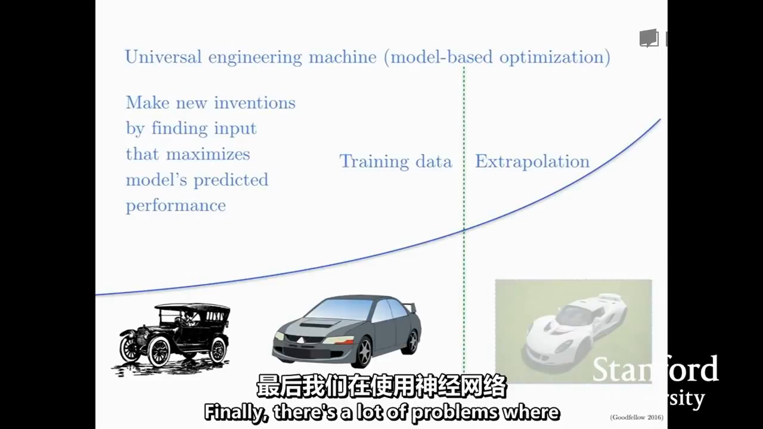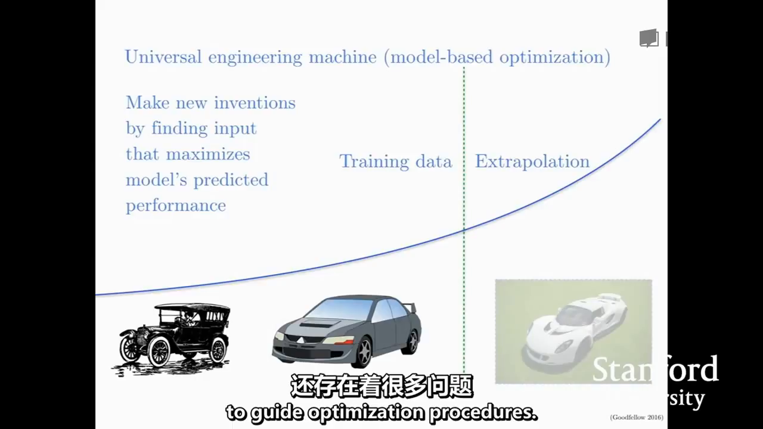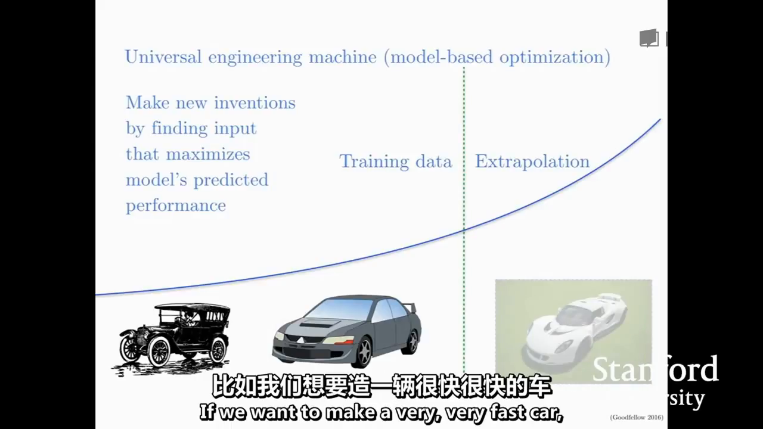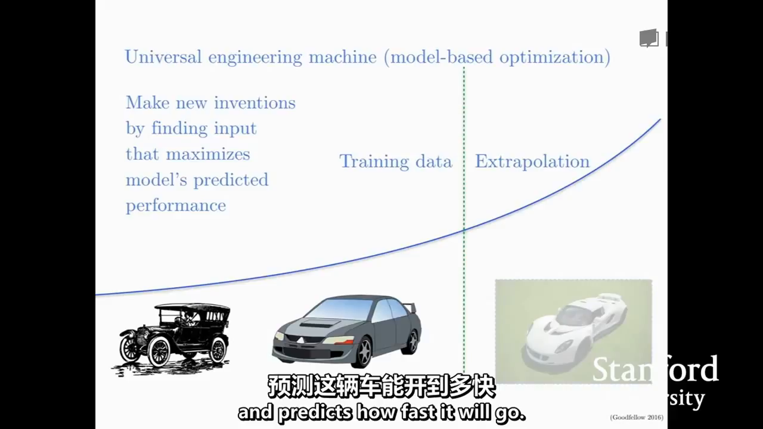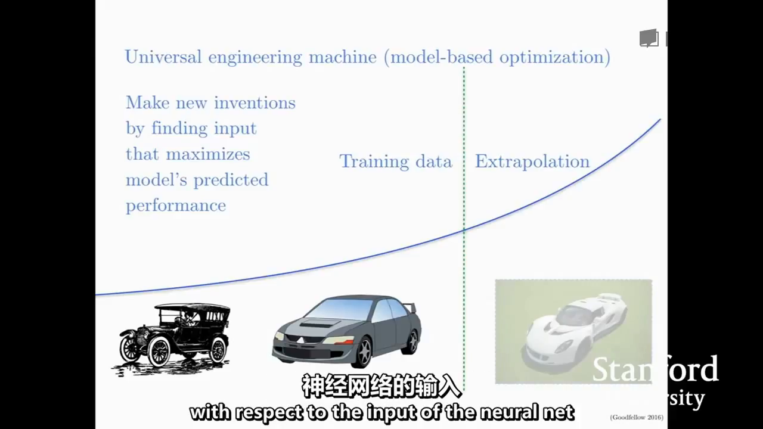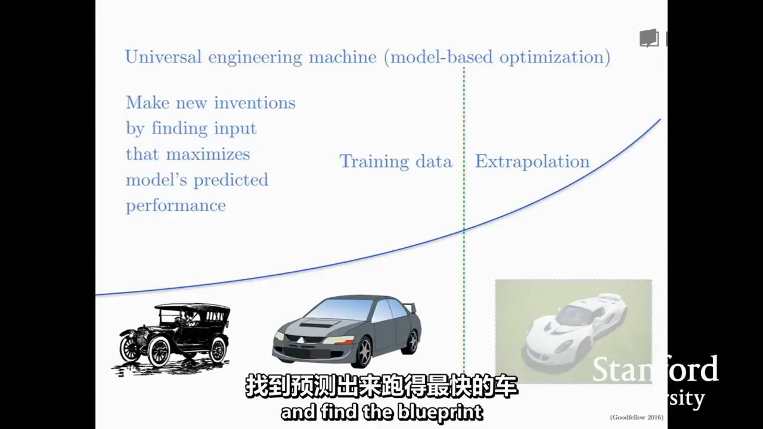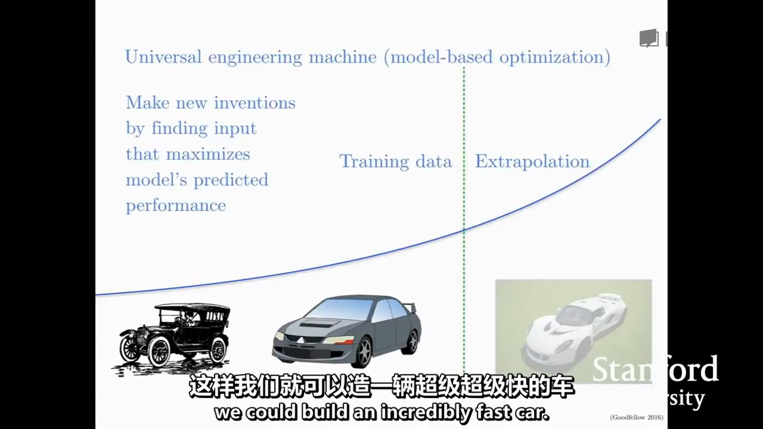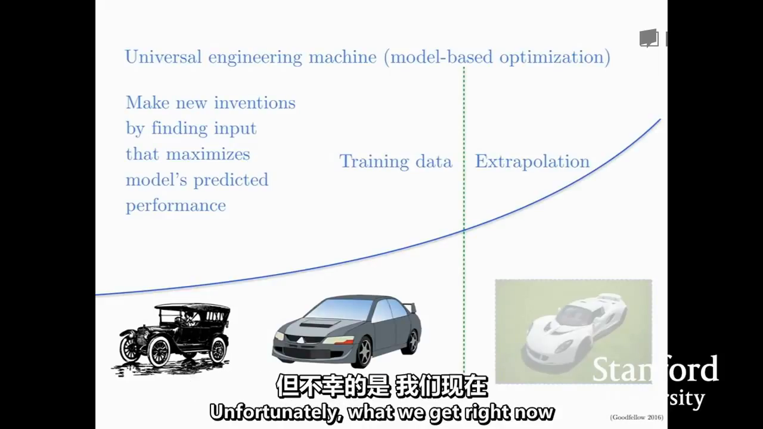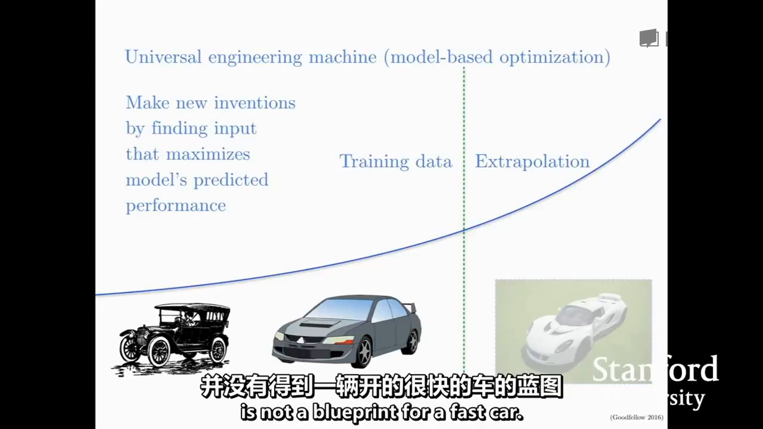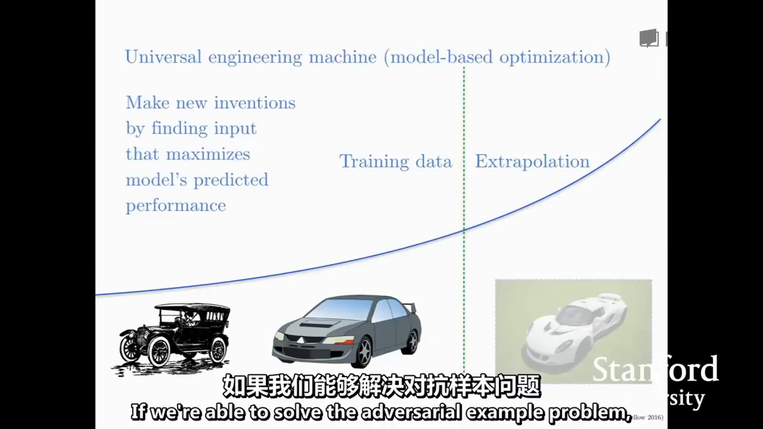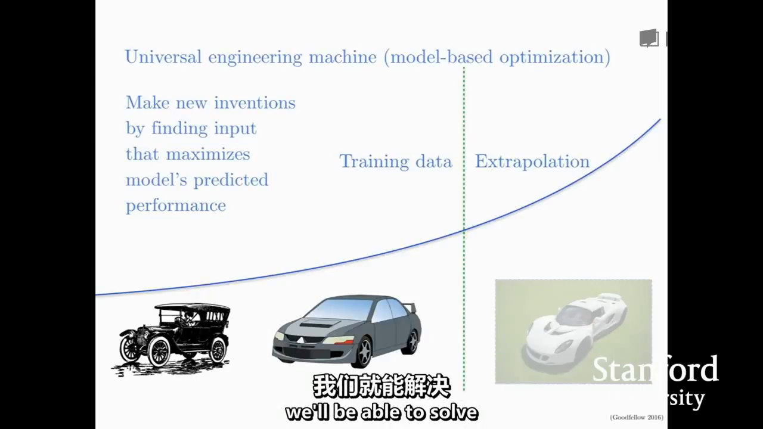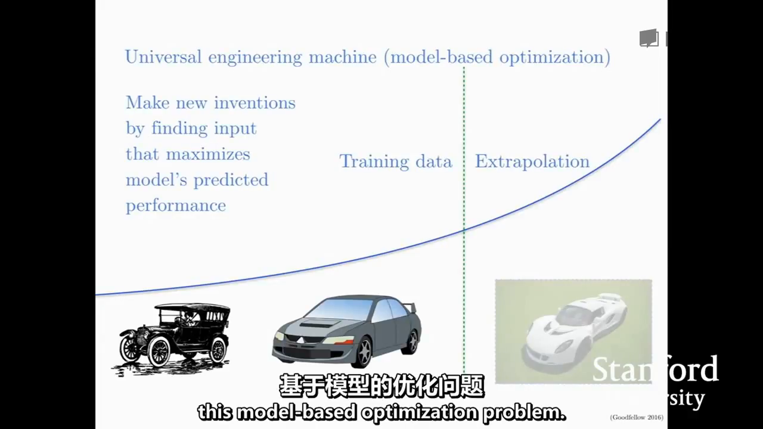Finally, there's a lot of problems where we would like to use neural nets to guide optimization procedures. If we want to make a very, very fast car, we could imagine a neural net that looks at the blueprints for a car and predicts how fast it will go. If we could then optimize with respect to the input of the neural net and find the blueprint that it predicts would go the fastest, we could build an incredibly fast car. Unfortunately, what we get right now is not a blueprint for a fast car. We get an adversarial example that the model thinks is going to be very fast. If we're able to solve the adversarial example problem, we'll be able to solve this model-based optimization problem.